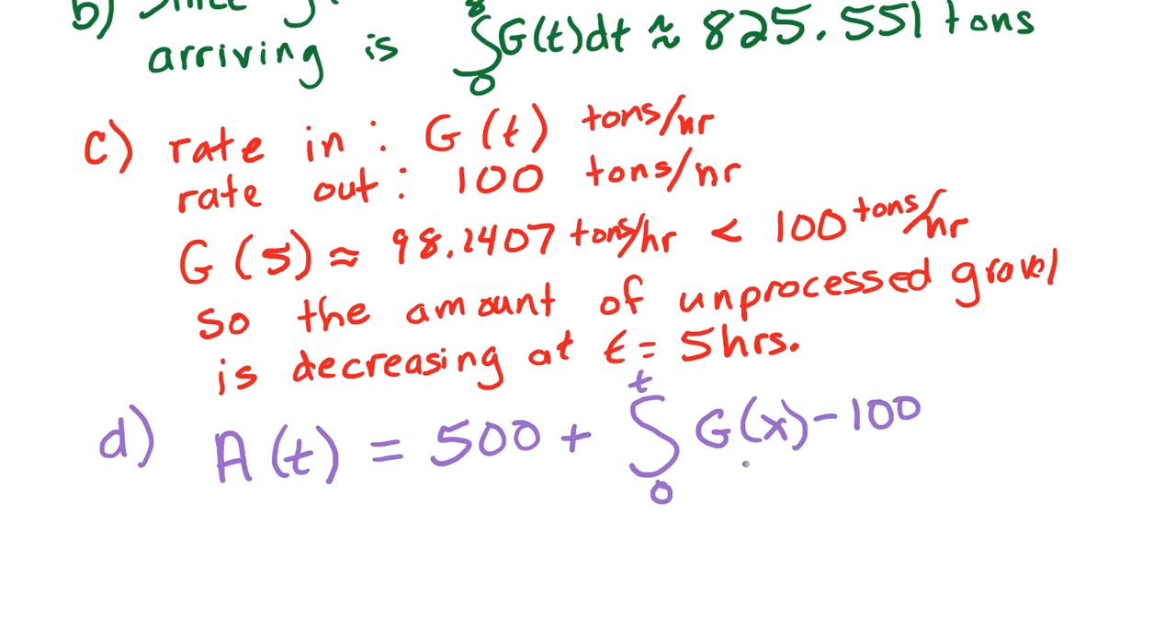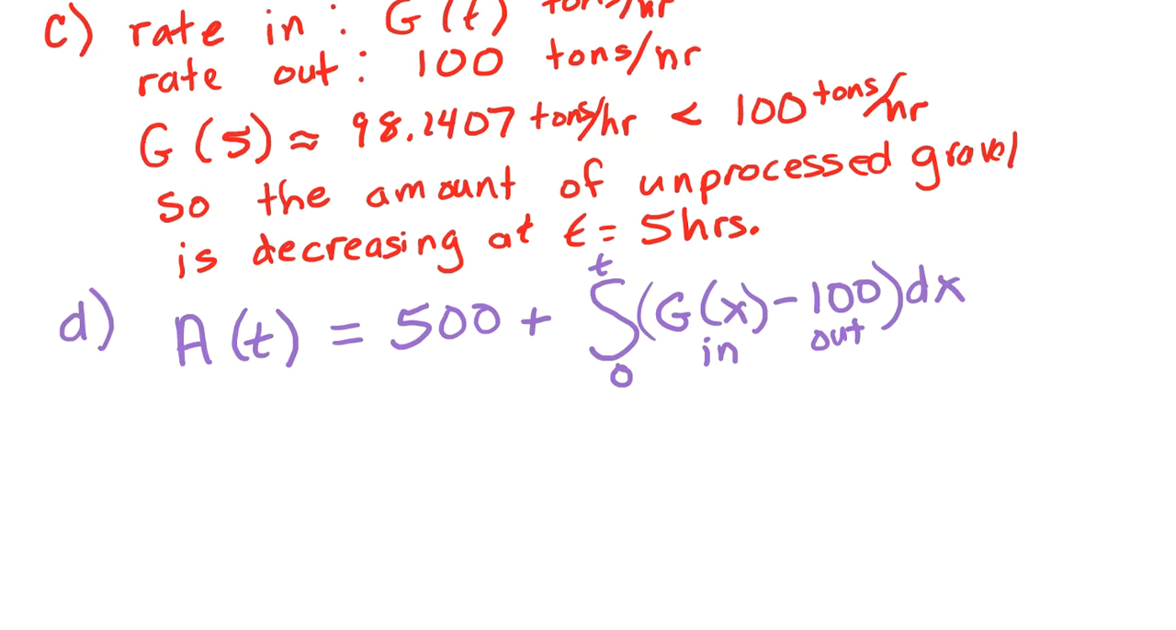This is our rate of gravel coming into the plant. That's the rate of the gravel coming out of the plant. So just like we did in part C, can't we take the difference between them? That would be the unprocessed leftover. And sorry, that should be a dx right there. All right. So what we want to do then is find out when this is at its maximum value.